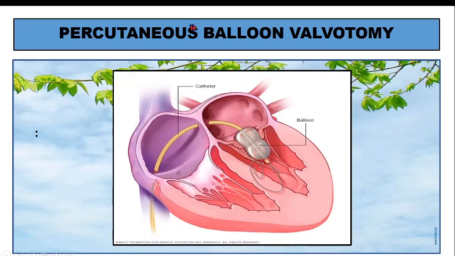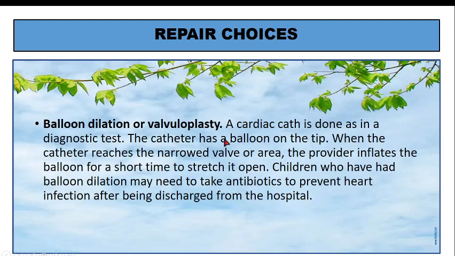First is percutaneous balloon valvotomy. Can you see this? It is introduced through the catheter and then you inflate the balloon here. This is called percutaneous balloon valvotomy. A cardiac catheterization is done as a diagnostic test, but the catheter has a balloon on the tip. When the catheter reaches the narrowed valvular area, the provider inflates the balloon for a short time to stretch it open.